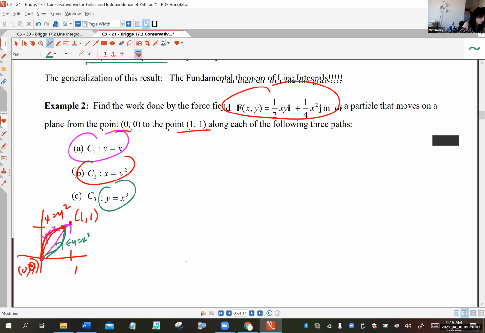Okay, so what about these line integrals? So we're computing work done. By the way, the previous page was also computing work done. They just didn't tell you that. So for letter A, if you do the parameterization, I'll call it R1 of t.